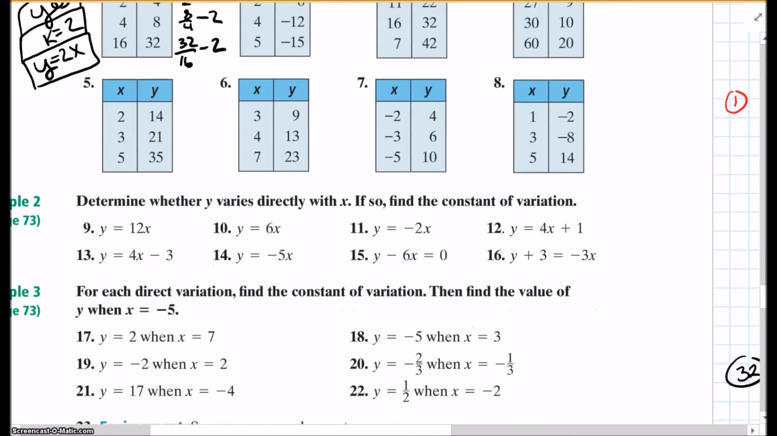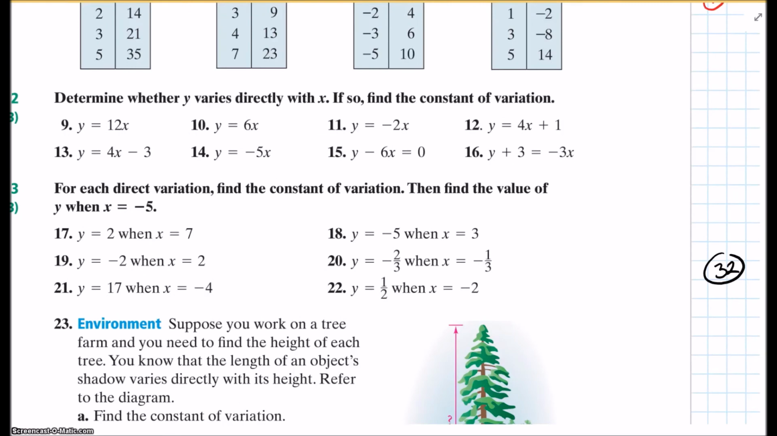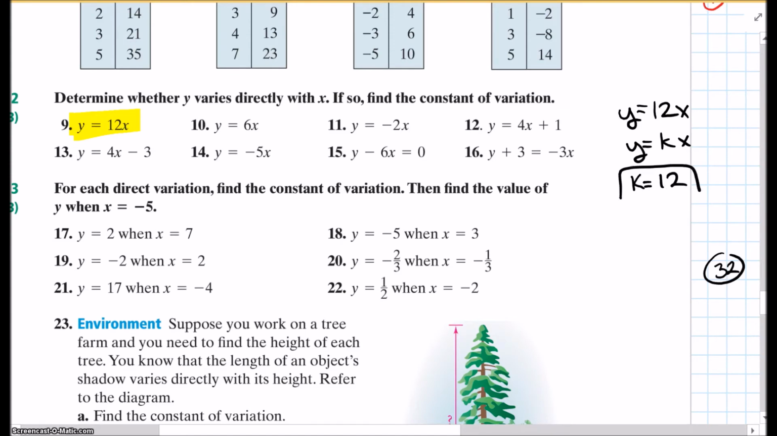So y equals 2x. So there are all 3 parts of the question. Okay, number 9. Determine whether y varies directly with x. If so, find the constant of variation. Well, this one's set up. You only have 2 terms, a y term and an x term. So yes, it is a direct variation. The equation is y equals 12x. Does it look like y equals kx? It sure does. So my constant of variation is 12.